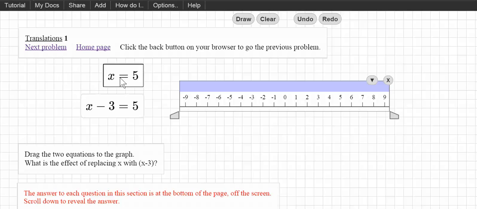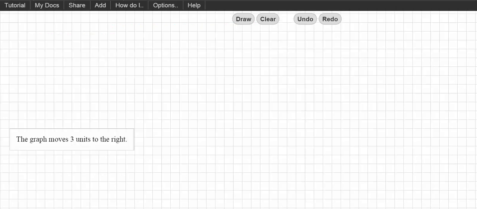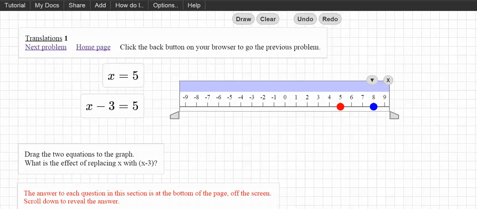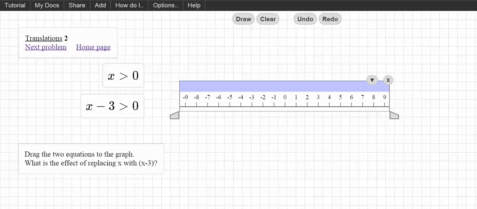Here's the first problem. Note it's one variable on the number line. And the question is, what is the effect of replacing x with x minus 3? Hopefully students could see clearly that the answer here is, of course, 5. The answer here is 8. But when they slide down to the bottom, it's important that they think of the graph moving 3 units to the right. Note you can go back to the home page from any problem, and you can also click on the back button to go to a previous problem. So going to the next problem.